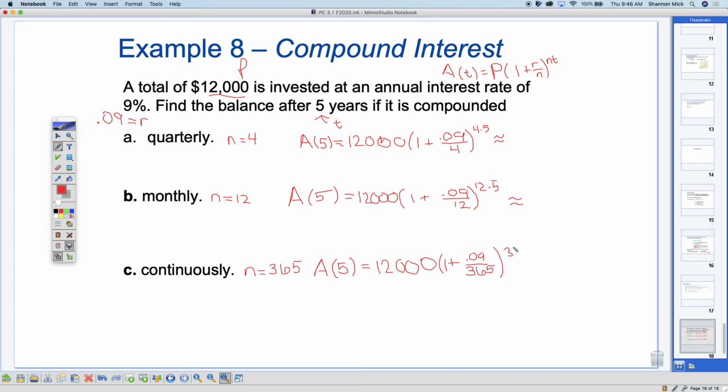Okay, so let's also put it into PERT. PERT, the compounding continuously formula, right? When it says continuously, I can use just PERT. And what is PERT? A of t equals P times e to the rt. And you already got that one memorized, right?